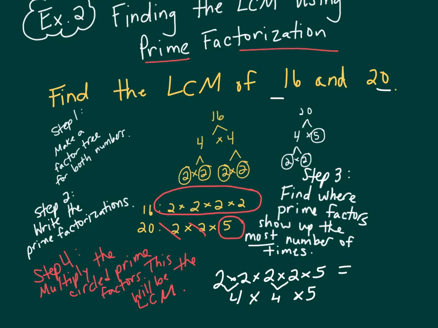And you can do that way, or you can do 4 times 4 is 16, and then you might have to do side math for 16 times 5. But with multiplication, you're going to get the same answer no matter what order you multiply in. So altogether, after I do that, I find out that I get a product of 80. So the least common multiple of 16 and 20 is 80. And again, what that really means is this is the smallest number that 16 goes into and 20 goes into evenly.